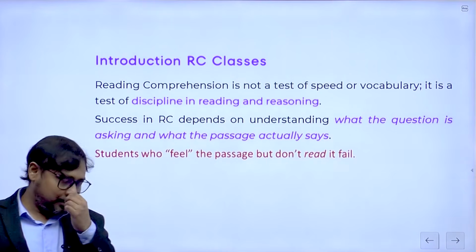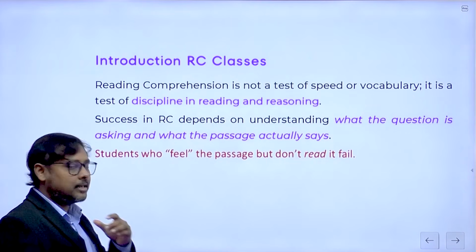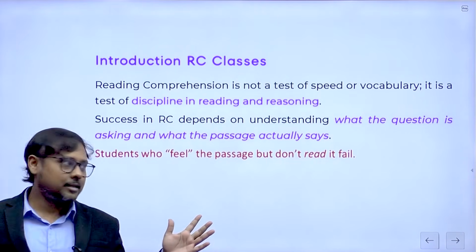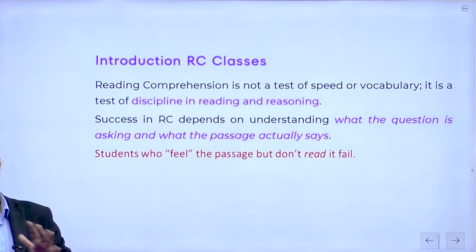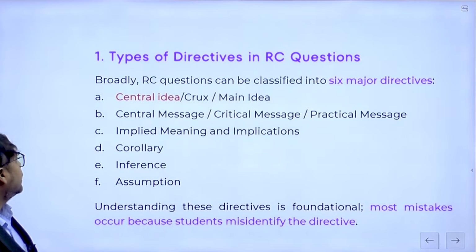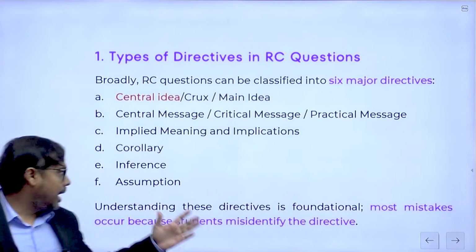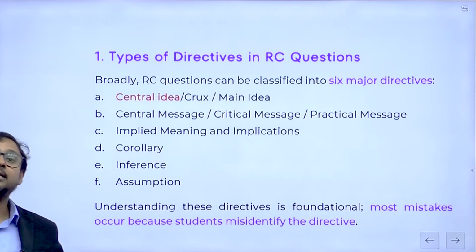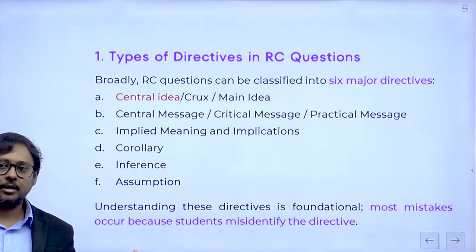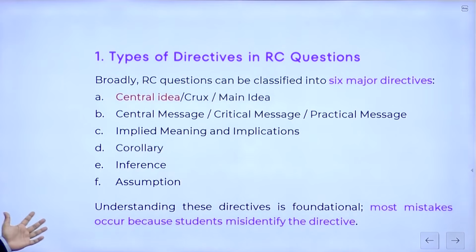There is a method for every madness, right? If there is a difficult question, we will try to find out a method to solve that question, right? So basically, if you see RC, I've divided this into 6 categories. Apart from the 6 categories, there is another category, miscellaneous. I'll talk about the miscellaneous category a bit later.